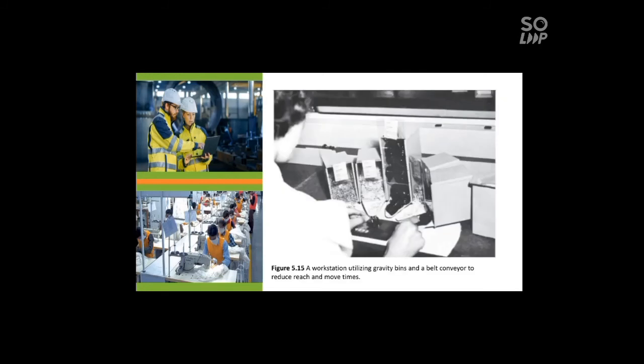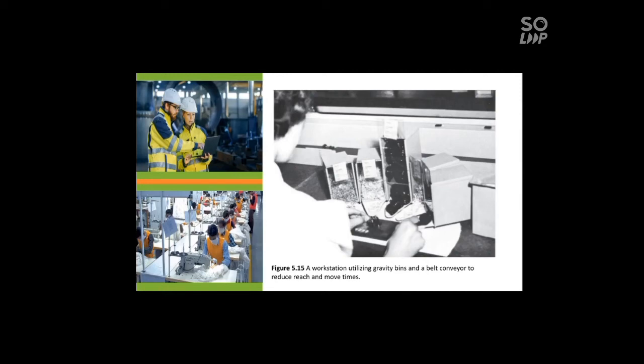This is an example of a workstation utilizing gravity bins and a belt conveyor to reduce reach and move time. As we can all see, it has five gravity bins in front of him, organized and filled with all the supplies needed to assemble a certain product.